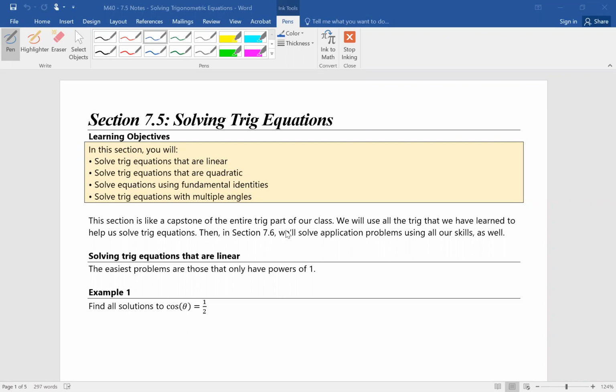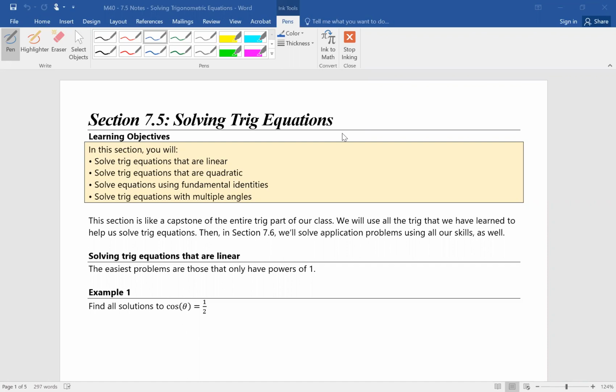Hello, hello. Welcome to section 7.5, solving trig equations. Kind of getting rearing to go here. Pretty exciting these last couple of sections, as they will try to summarize everything we've been doing for the last month and a half with all this trig.